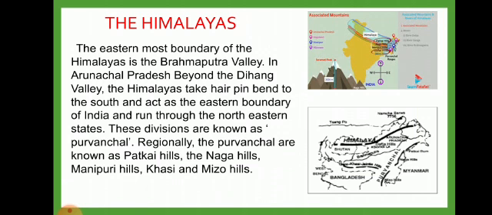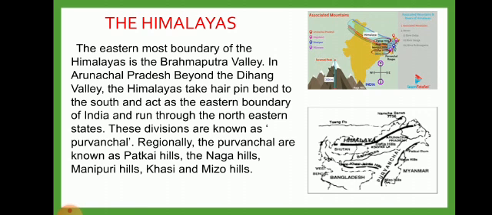The easternmost boundary of the Himalayas is the Brahmaputra Valley. As you can see in the map, the northeastern part of India, Arunachal Pradesh. In Arunachal Pradesh, beyond the Dihang Valley, the Himalayas take a hairpin bend to the south and act as the eastern boundaries of India and run through the northeastern states. These divisions are known as Purvanchal.